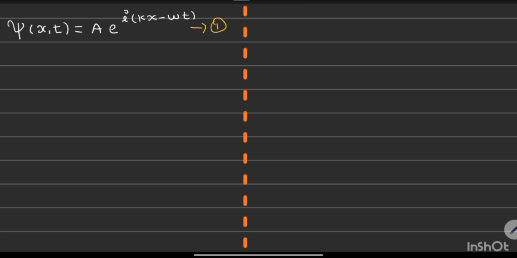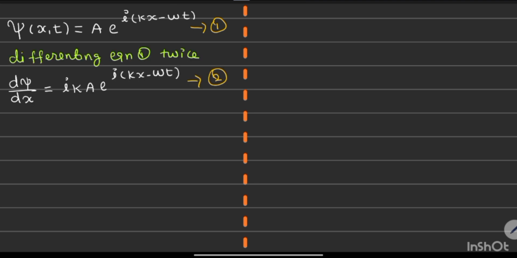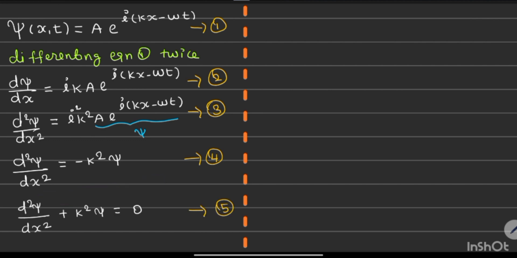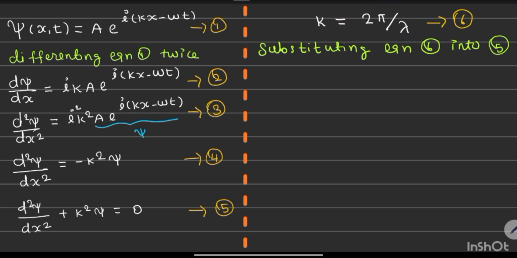Differentiating this equation twice with respect to position, the first derivative brings out ik from here, and the second derivative brings one more ik, and it becomes i squared k squared. We know i squared is equal to minus 1, and this factor here is nothing but the original psi that we took. So substituting these two into equation 3, we get this equation, and altering this equation we get the fifth equation. And we know the wave vector can be represented in terms of lambda this way, and substituting this into equation 5 we get equation 6 as this.